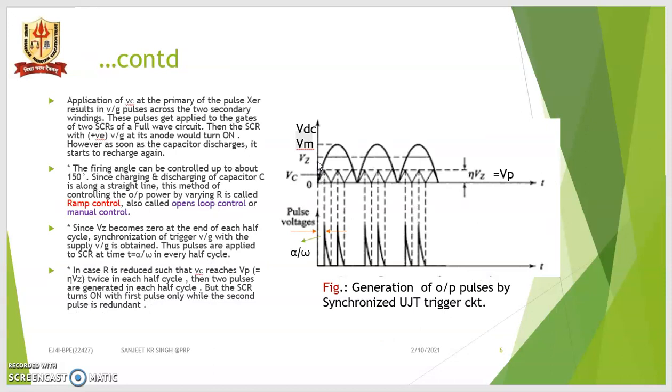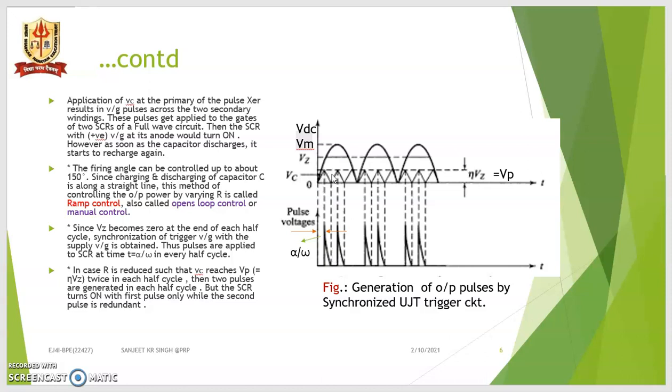So in one half cycle, this is the rectified output obtained from the full bridge rectifier with a maximum peak Vm. It is limited to a constant value Vz that is available to the RC, and if the charging and discharging happen more than twice in one half cycle, it will produce two pulses or more here. So with the first pulse itself, the SCR is turned on. So the second pulse is of no use.